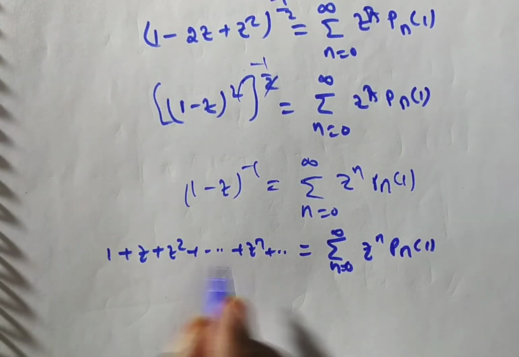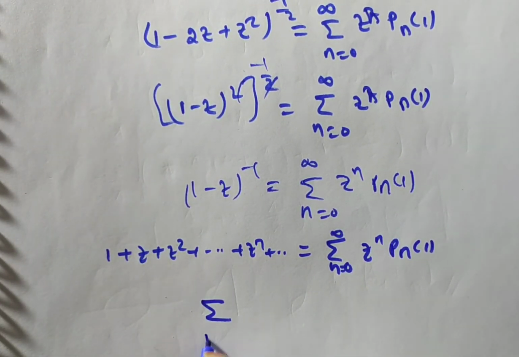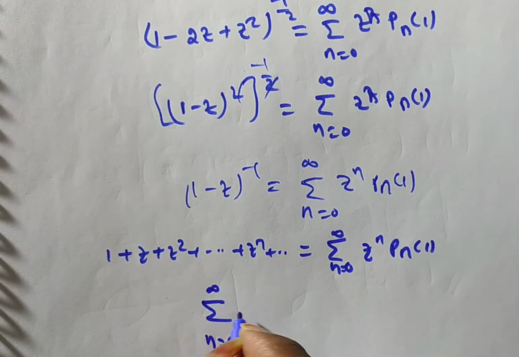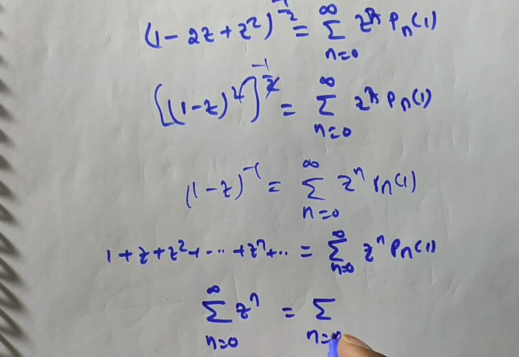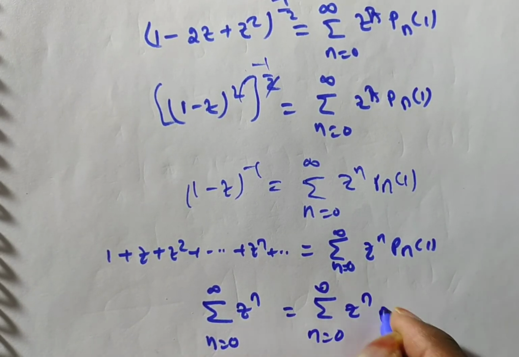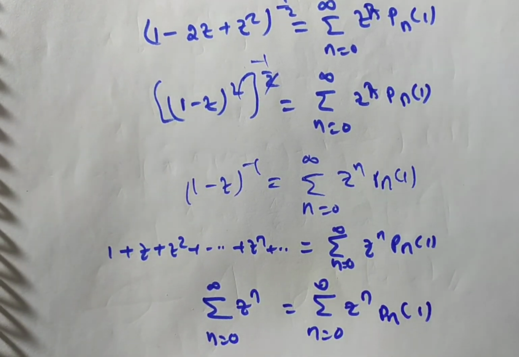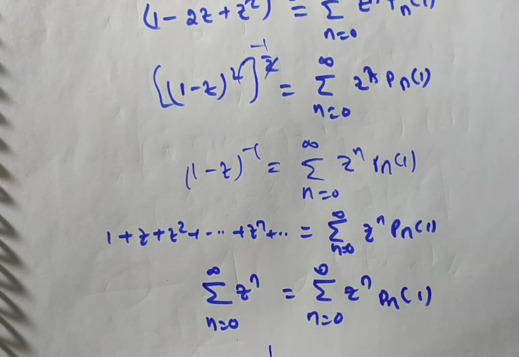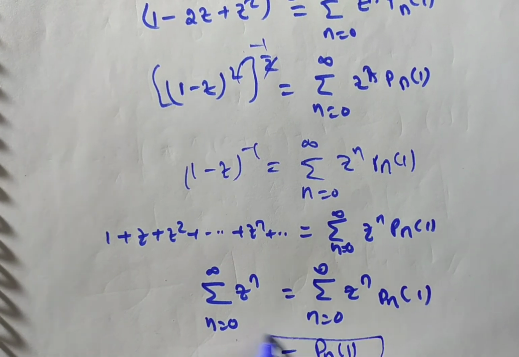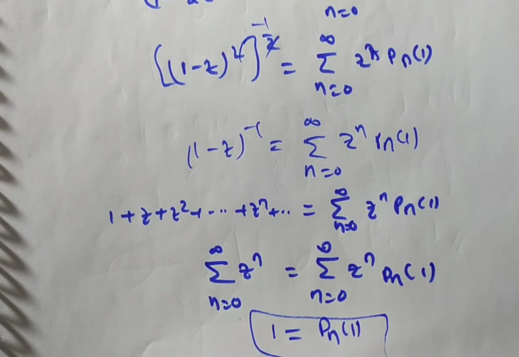Now this summation you can also write as summation n is equal to 0 to infinity z to the power of n is equal to summation n is equal to 0 to infinity z power n into Pn of 1. Now compare the coefficients of z power n on both sides. Then you will have 1 is equal to Pn of 1. So hence proved, Pn of 1 is equal to 1. Is it clear for everyone?